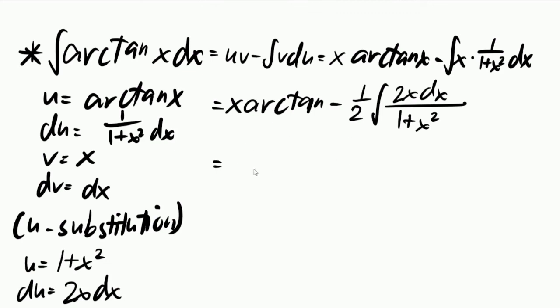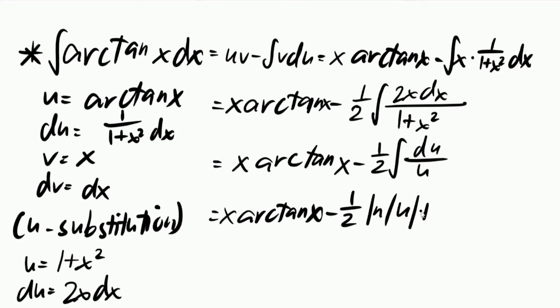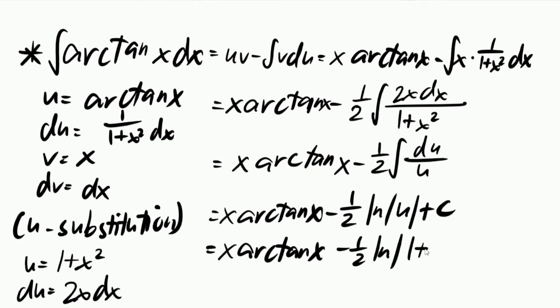Okay, next substitute u and du. Done. x arctan x minus 1/2 integral of du over u. Now this feels familiar, right? So x arctan x minus 1/2 integral of du over u is ln absolute value of u plus c. Now revert u to its original, 1 plus x squared. So x arctan x minus 1/2 ln absolute value of 1 plus x squared plus c. Now this is the final answer.